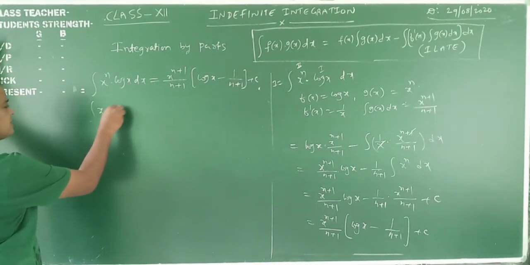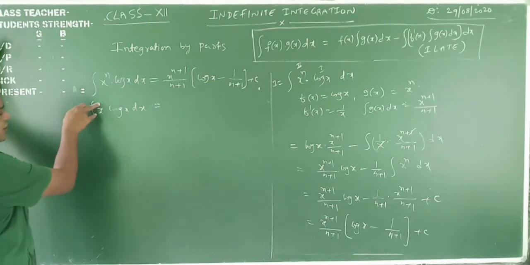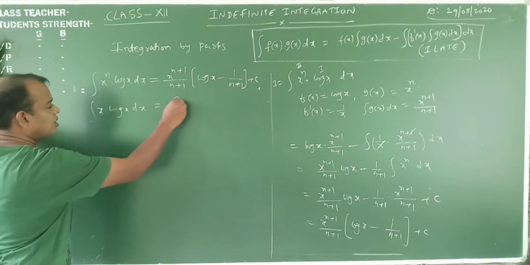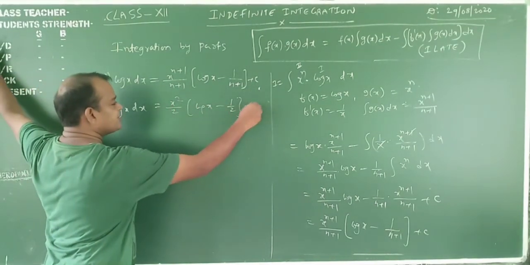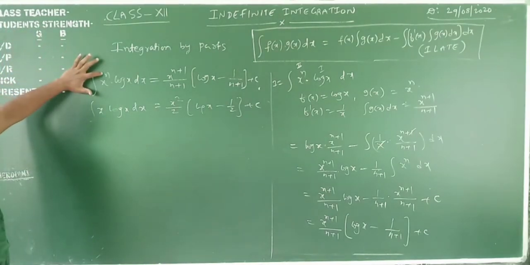Suppose in a 1 mark question they ask integral of x log x, what happened? x log x means x power 1, so n value is 1. Substitute: x square by 2 into log x minus 1 by 2, plus c. This holds where n is greater than or equal to 1.